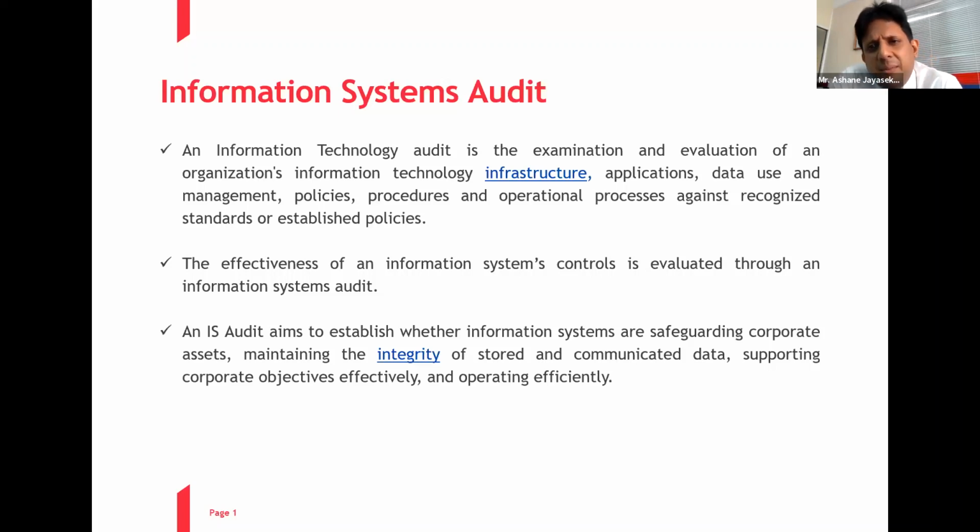So an information system is basically any system that collects, processes, stores, or disseminates information in digital form, right? So if you look at the definition that is given on the screen, it says here, an IT audit or an information systems audit is the examination and evaluation of the IT infrastructure. When you talk about IT infrastructure, it means the hardware, software, firmware, humanware, all that, right? The applications, be it business applications or support applications. Then the databases.